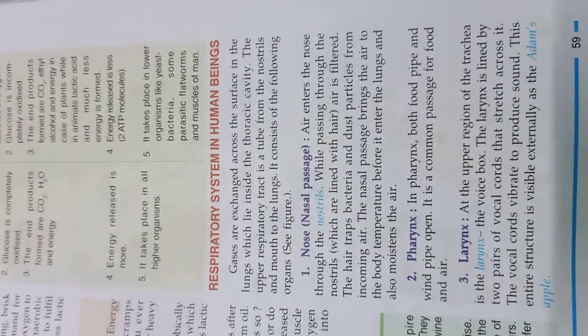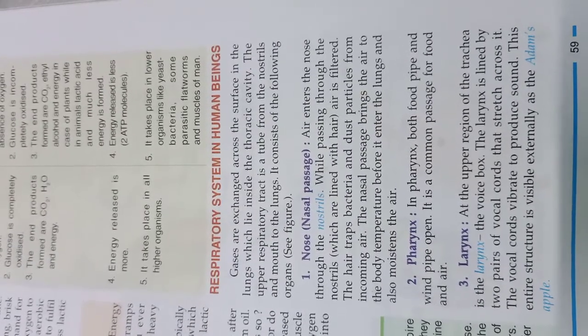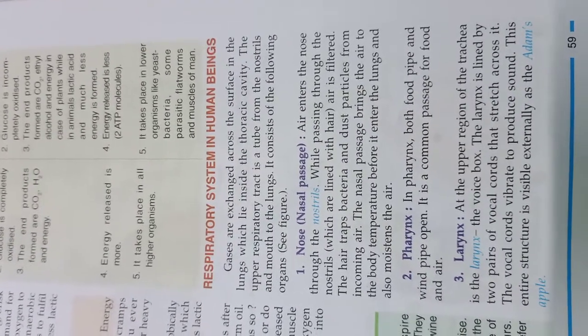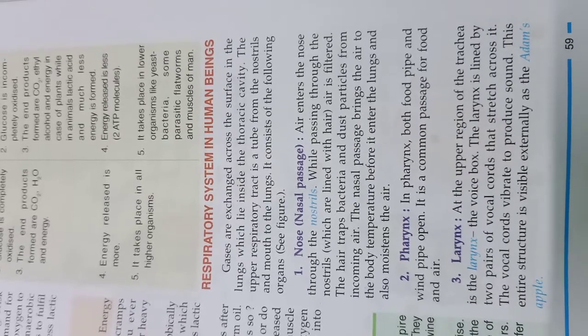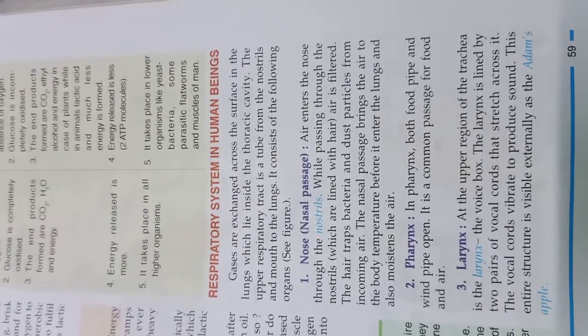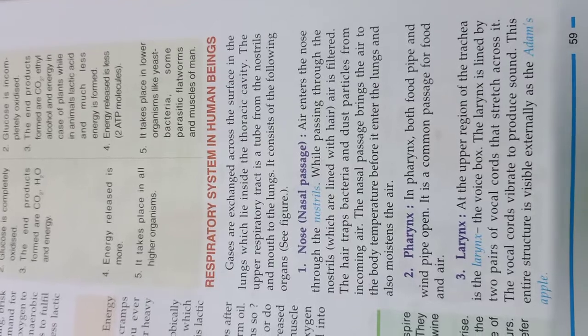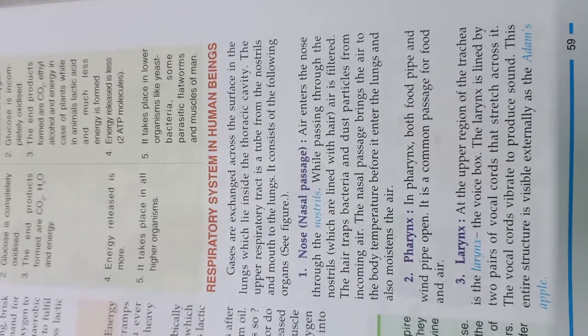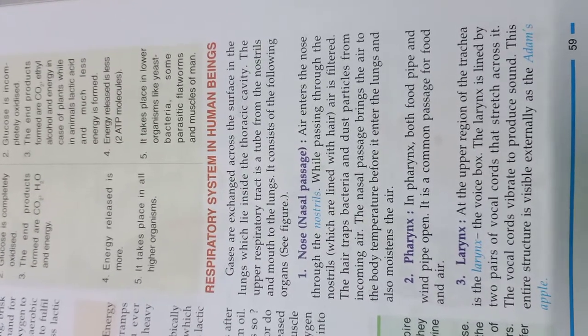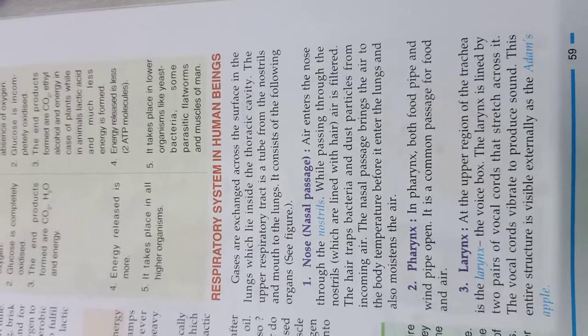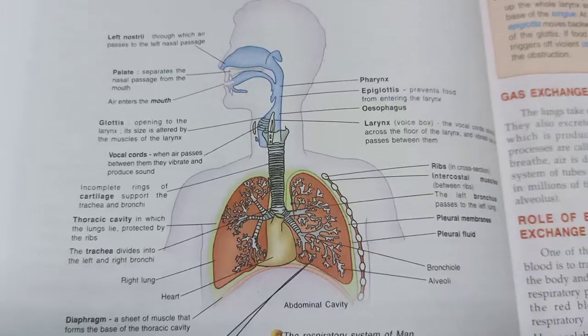Now second one is pharynx. So this word is new for you. Pharynx. In pharynx, both food pipe and windpipe open. It is a common passage for food and air. Now I'll show you in the diagram the nasal passage and the pharynx.